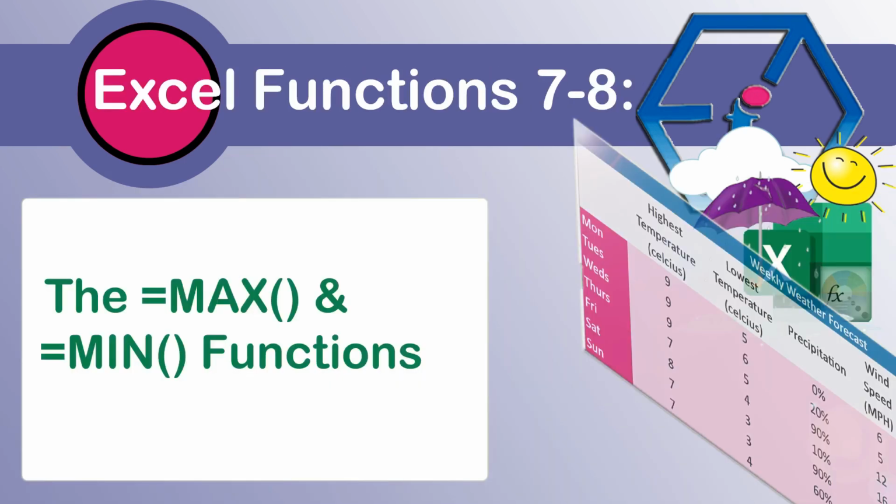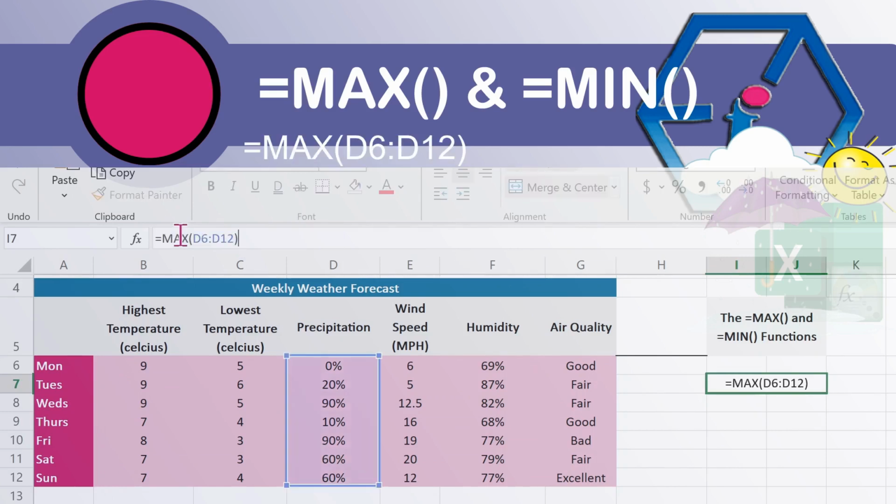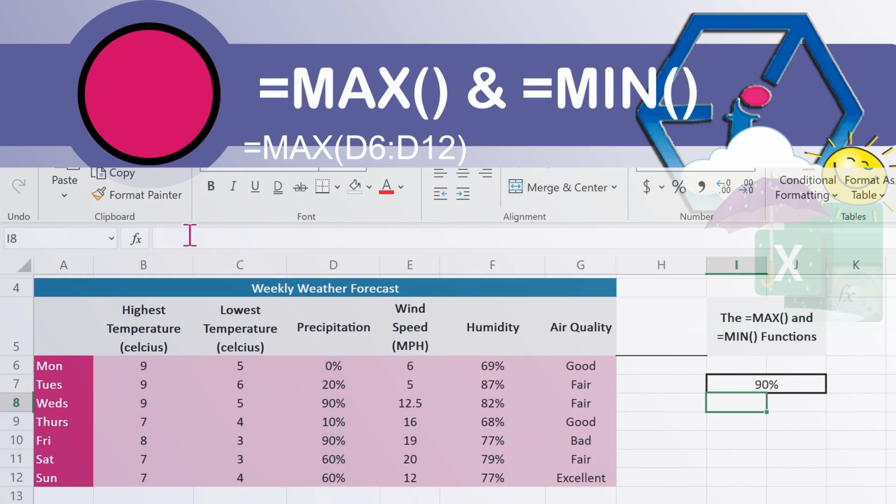Now we shall look at the max and min functions. The max and min functions are fairly self-explanatory, and we use them to return either the highest or lowest value in a range of cells respectively. In this instance, we are going to use the max function to show us the highest daily rainfall and then use the min function to show us the lowest.